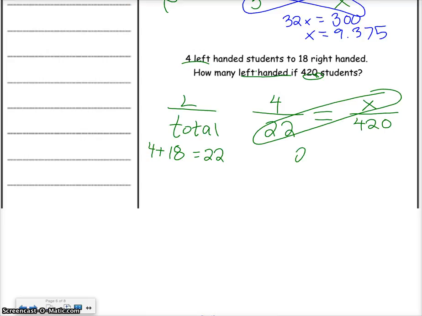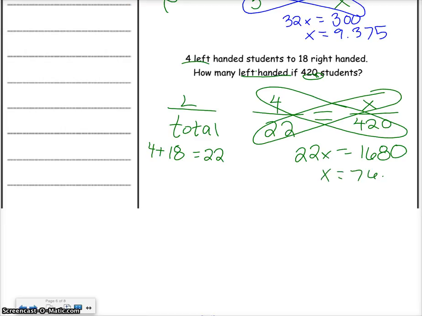Then you do your cross product. 420 times 4 is 1680. I think it's another decimal again. Divided by 22 is 76.36 repeating. Whatever. I just came up with these off the top of my head. That's fine.